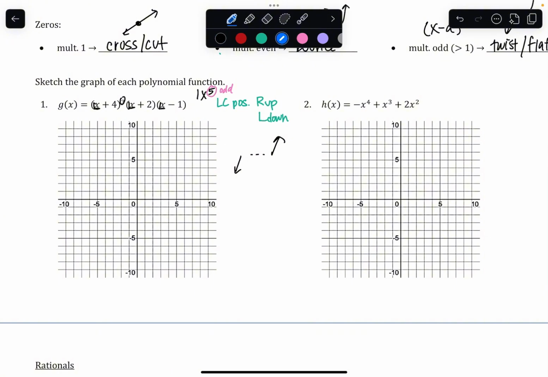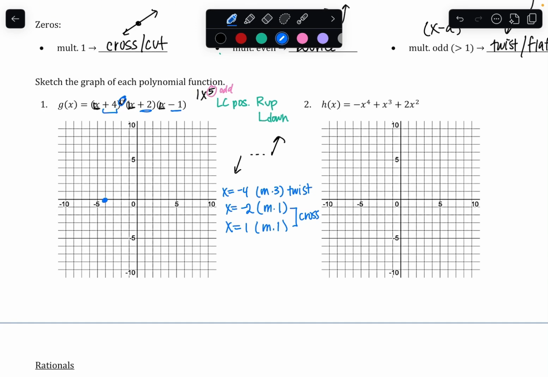Next, we need to find all the zeros. From this factor, we get x equals -4, and it has a multiplicity of 3, looking at the exponent. Here, we're going to have x equals -2 with a multiplicity of 1, because there's no exponent, so there's a 1. Then we're going to have x equals positive 1, also with a multiplicity of 1. With the multiplicity of 3, we know we're going to have the twist at x equals -4, and then we're going to have a cross at both -2 and 1.